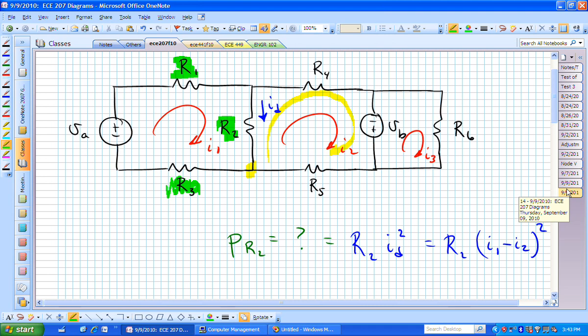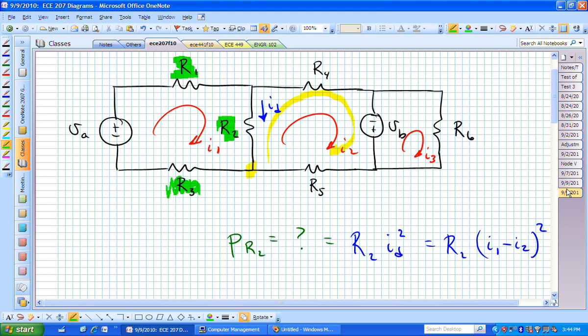And you can see that R sub 2 is shared between mesh I1 and mesh I2. Does mesh current I1 share any resistors with mesh current I sub 3? No, so we should expect a 0 coefficient for I sub 3 in the first equation. And V sub A, we see one source. Is that encouraging or discouraging current flow in the direction of I sub 1?